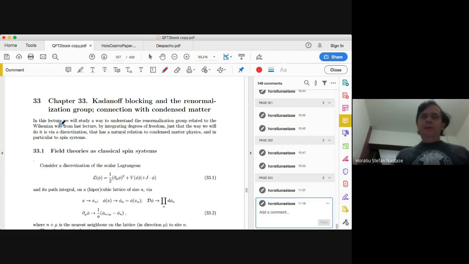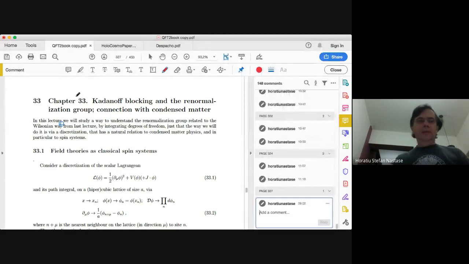All right, so today we're gonna continue with the description of effective field theory, but from a different point of view, from a point of view of a kind of discretization. And as a result, this will have application for condensed matter physics.